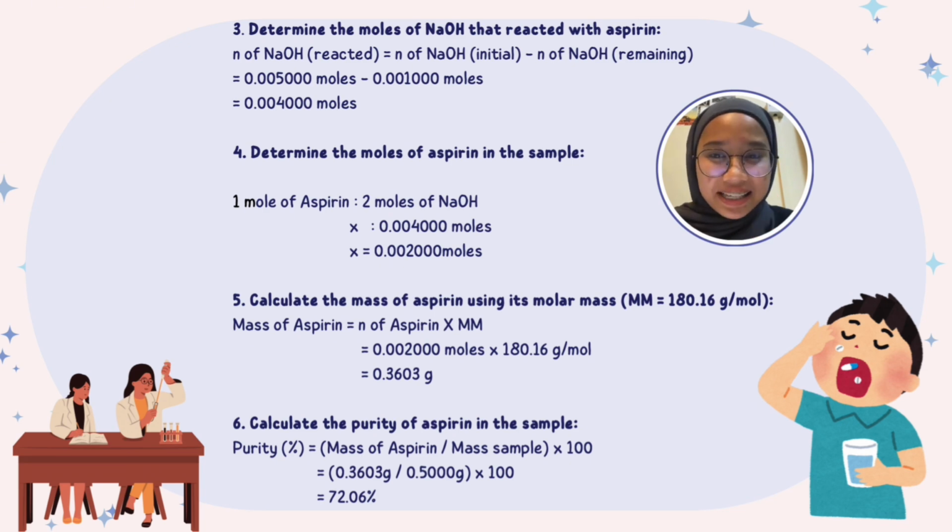When you get the answer, you can find the mass of aspirin by using the formula mass equals mole times molar mass. Lastly, you can get the purity of aspirin. Just divide the mass obtained by the mass given and then multiply by 100. Okay, there you go, 72.06%.